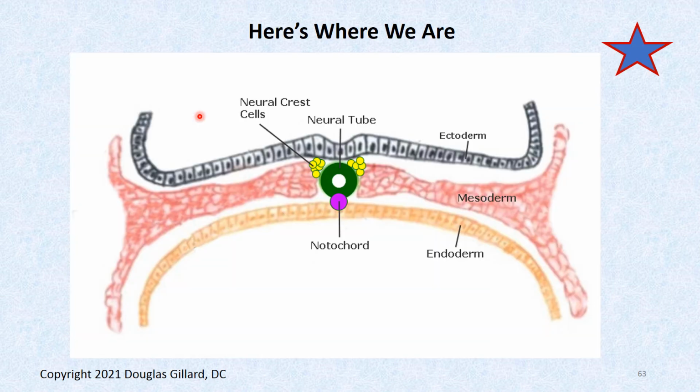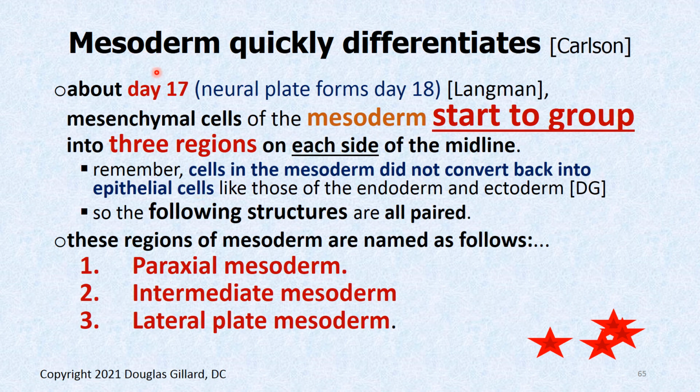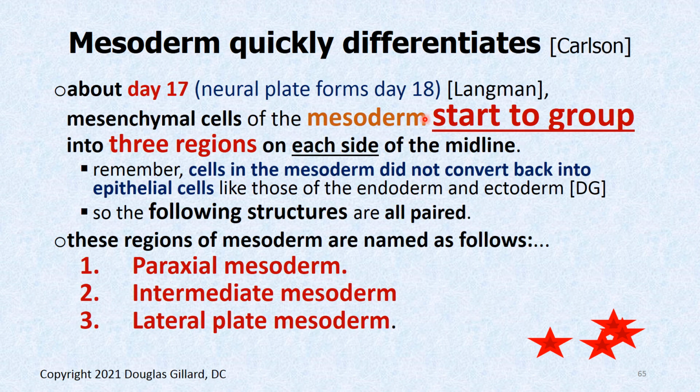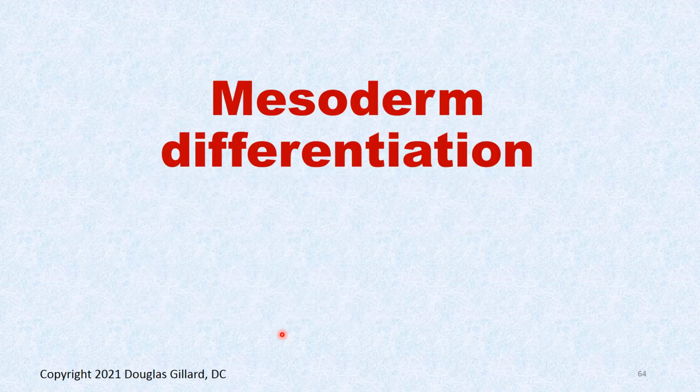So now let's do something with this mesoderm. This is the next thing, and there are other things going on at the same time, but about day 17, and remember the mesoderm is all mesenchymal. Now, it was once epithelial tissue, it morphed into mesenchymal tissue, and now it lives in between the ectoderm and endoderm, and it can still move and change if it needs to, and we're going to use that here. So about day 17, the mesenchymal cells of the mesoderm start to clump into 3 regions. So we're going to form the paraxial mesoderm, intermediate mesoderm, lateral plate mesoderm.